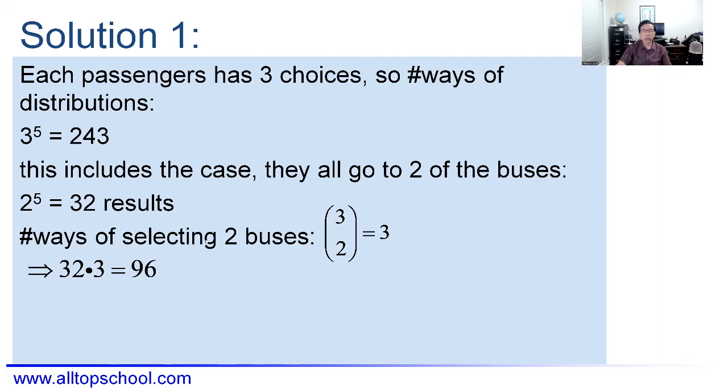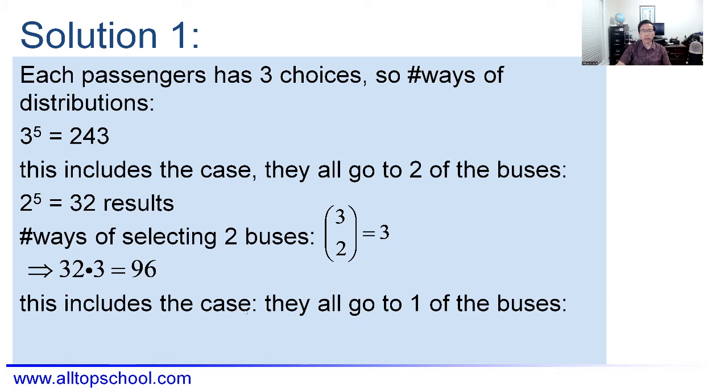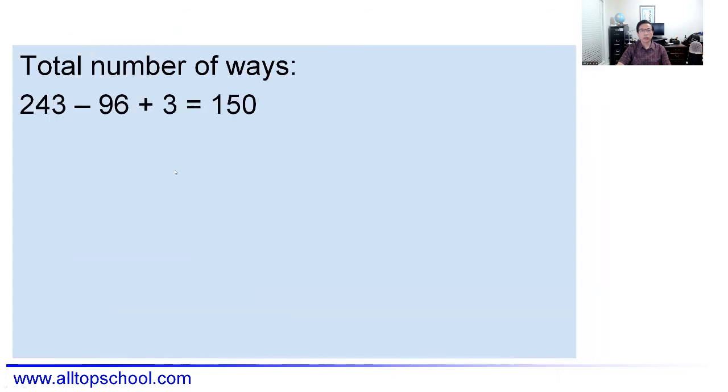We need to include this case, where they all go to 1 of the buses. So selecting the bus will be 3 choose 1. Each passenger has only 1 choice to go to that selected bus. So you have 3 ways to do it. They should be added back. Based on the principle of inclusion and exclusion, to get these passengers distributed into the 3 buses, we're going to do it this way.